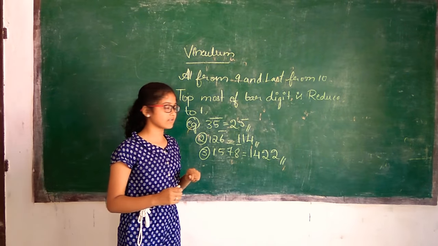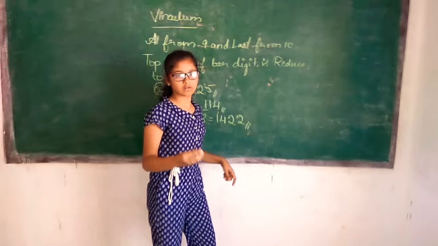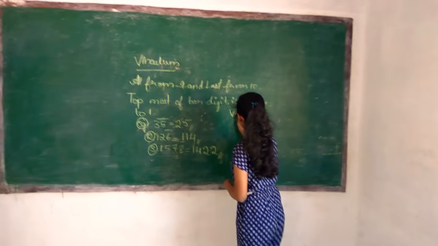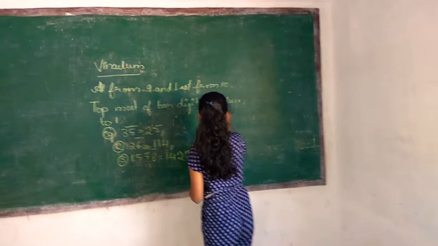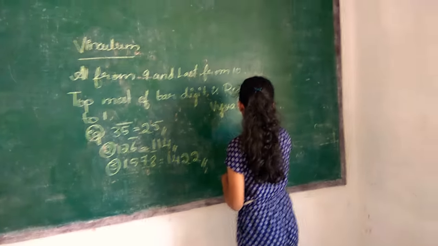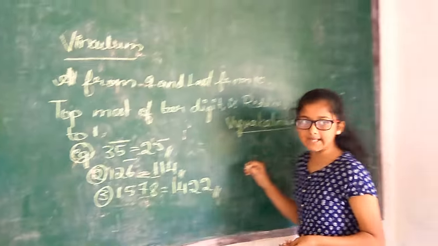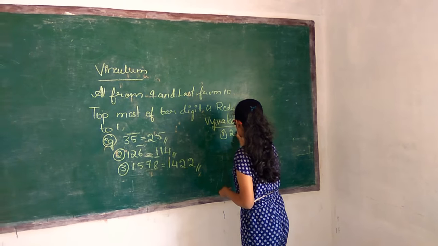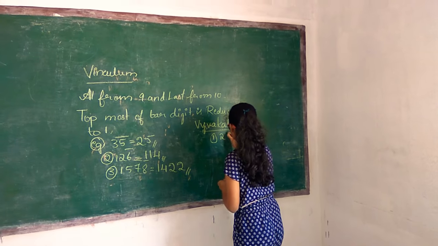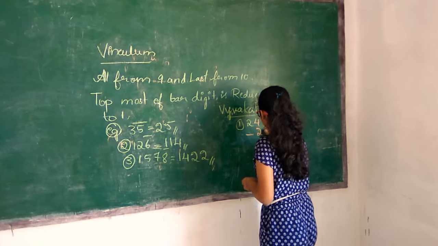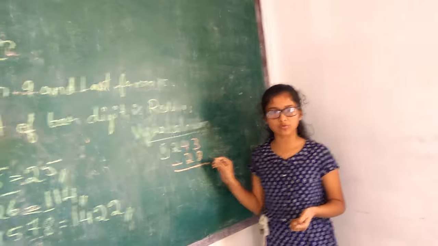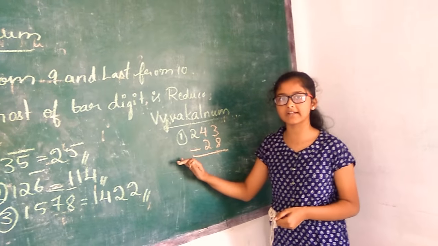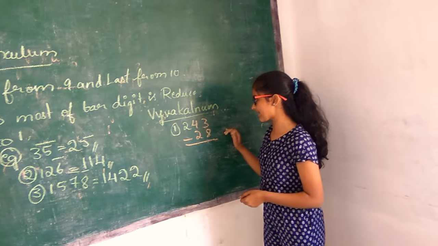And shall we learn the Vyavakalanum method. For example, in the traditional method, we subtract from right to left. In the Vedic maths method, we subtract from left to right.